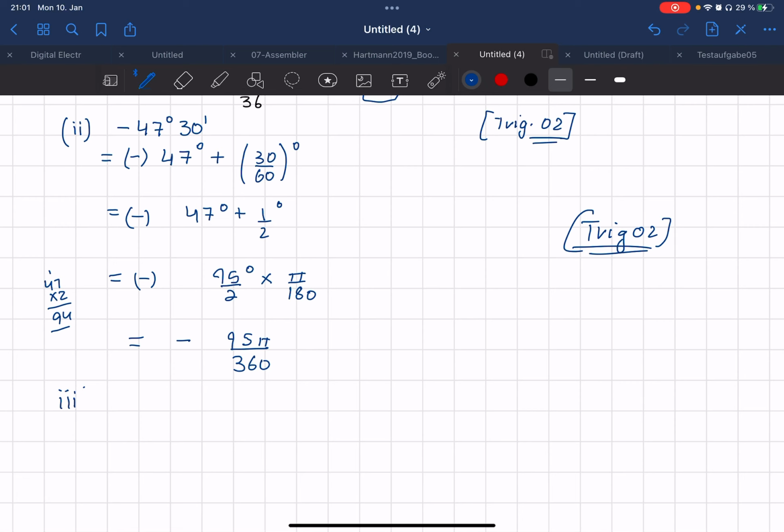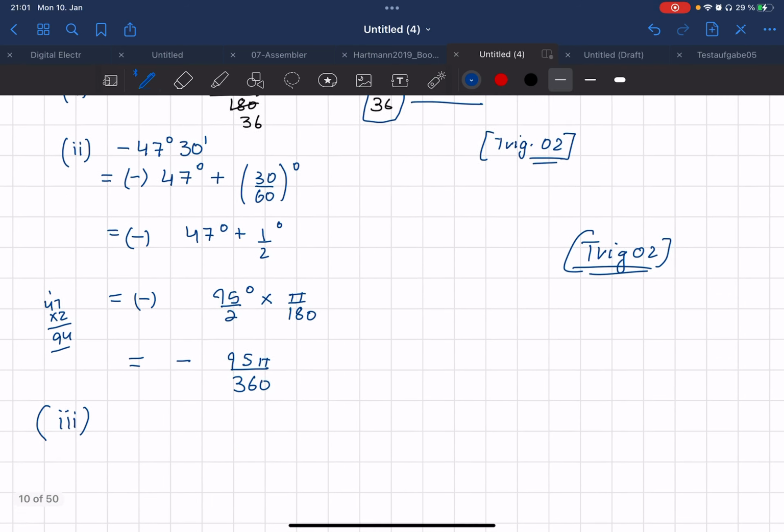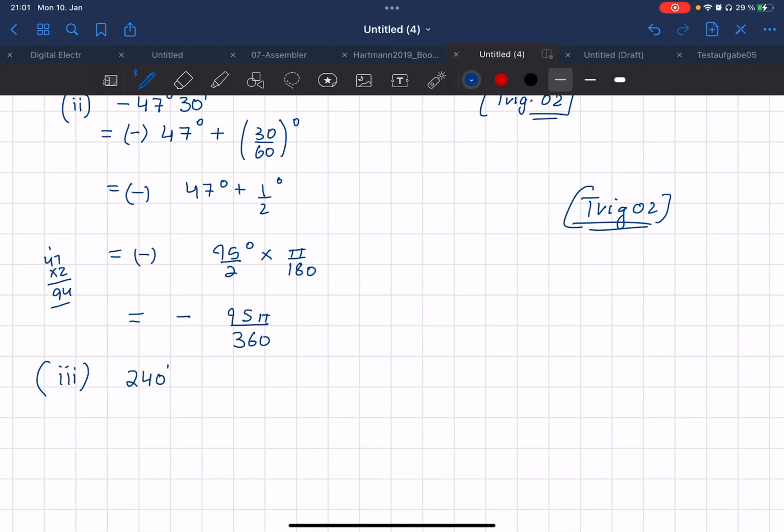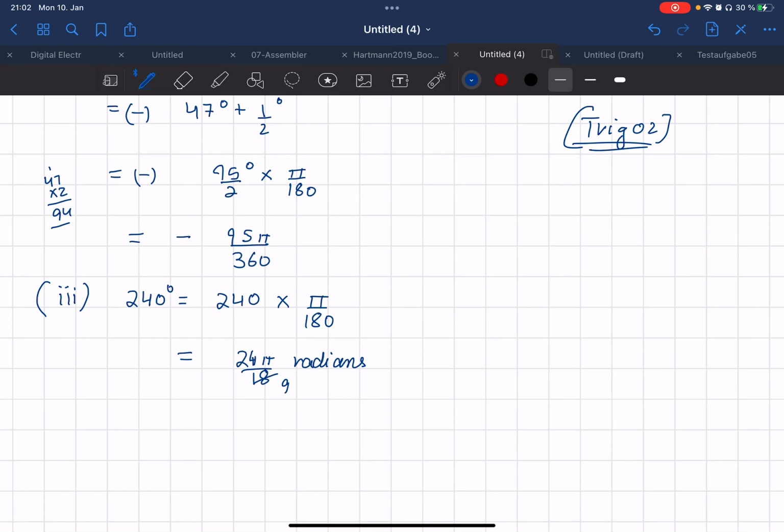Third is 240 degree. Again, it's very simple. It's in degree. You can just multiply it by pi by 180, and I have to remove the degree sign here because now it's no more in degree. Pi by 180, so that's 24 pi by 18 is your answer in radians. So you can cut it. 2 9s are 18, or 3 6s are 18, 3 8s are 24, 6 3s are 18. Yeah, that will be better. 4 by 3 pi.